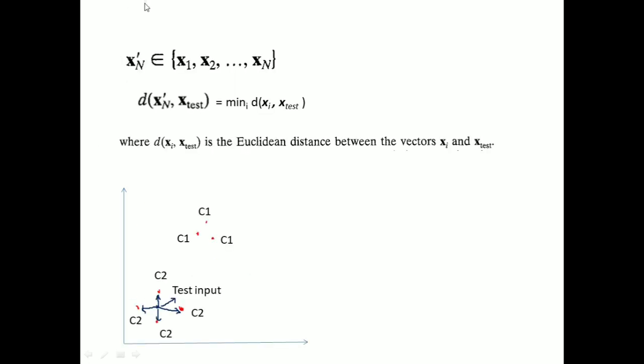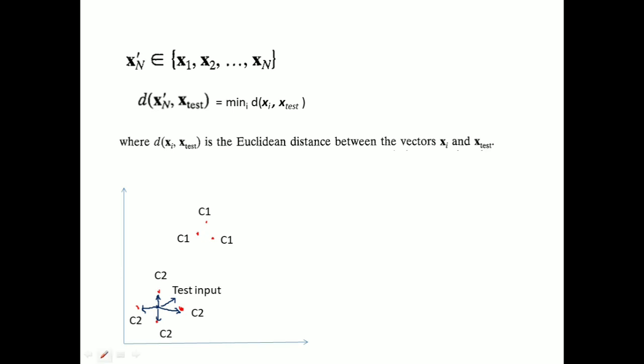In particular, the vector xn bar, among the points x1, x2, and so on up to x capital N, is said to be the nearest neighbor of X test if the Euclidean distance between xn bar and X test bar is equal to the minimum of the Euclidean distances between xi and X test. Here d of xi comma X test represents the Euclidean distance between the vectors xi and X test.